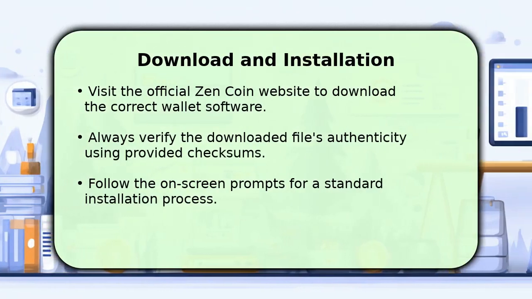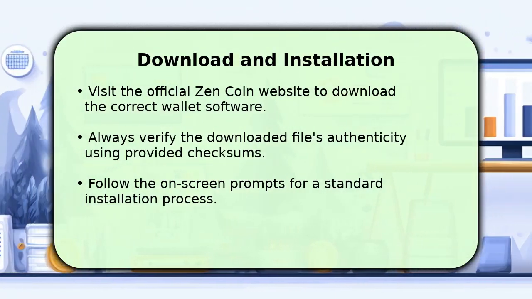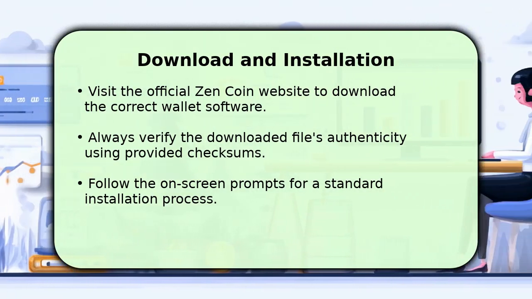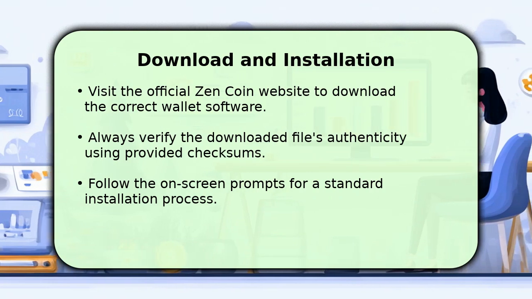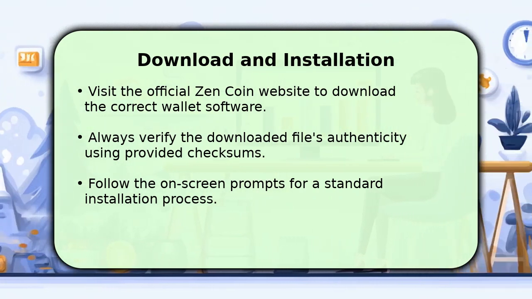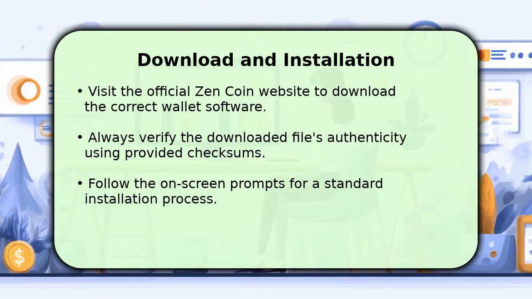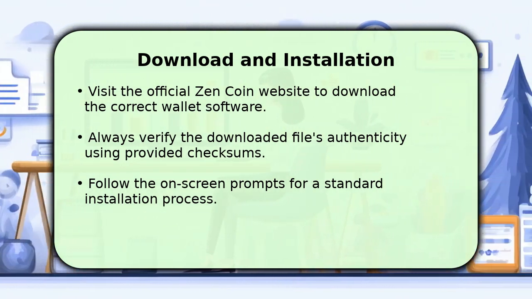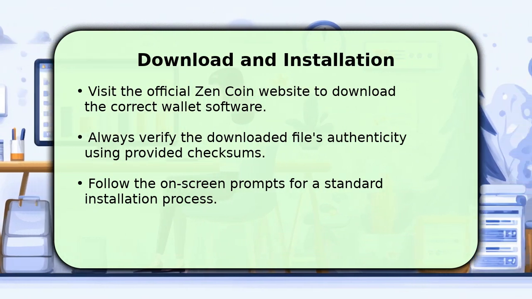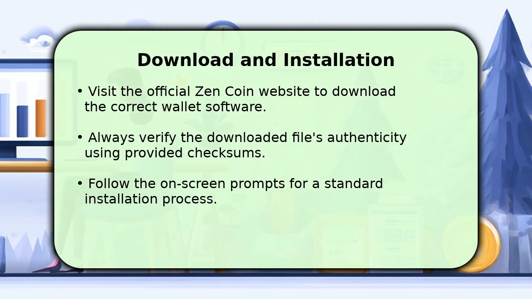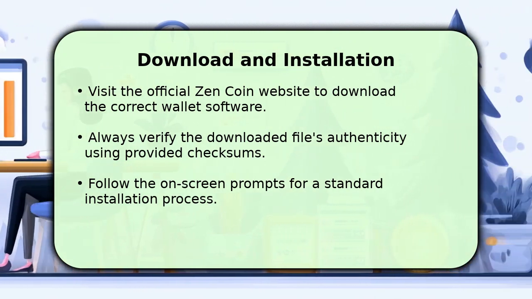Navigate your web browser to the official Zen Coin website to download the appropriate wallet client for your specific operating system. Before proceeding with installation, take a moment to verify the integrity of the downloaded file using the checksum, which is often a SHA-256 hash, ensuring it has not been tampered with. Once verified, simply run the installer and follow the straightforward on-screen instructions, typically clicking Next a few times.